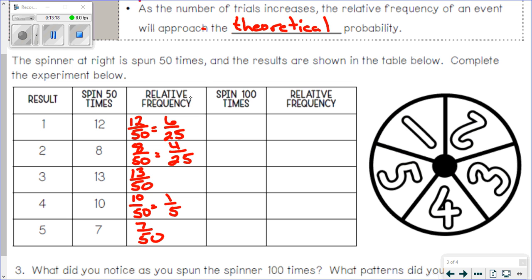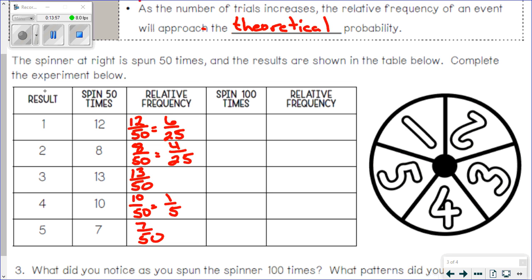All right, so you can see that this is saying that you're most likely to land on 3 and least likely to land on 5 based upon these results. It landed on 3 the most number of times, and it landed on 5 the least number of times. But we know that if you spin this, in theory, you have an equal probability of landing on any of these numbers. Right? There shouldn't be one number that's more likely than another. So let's spin it 100 times, and we're going to see if our results get closer to the theoretical probability.